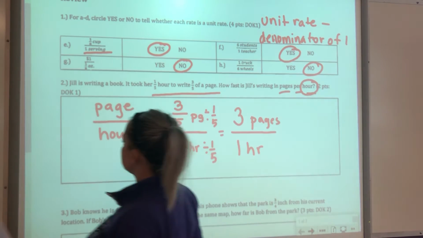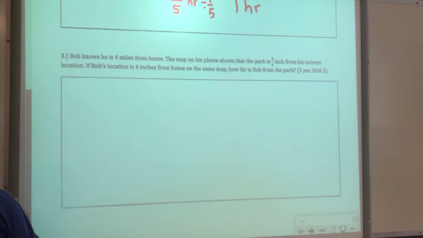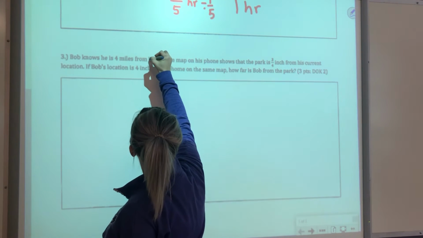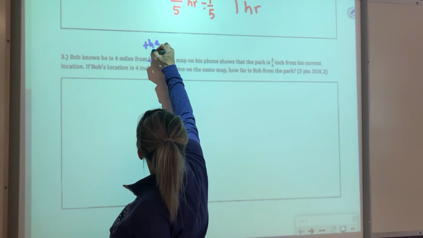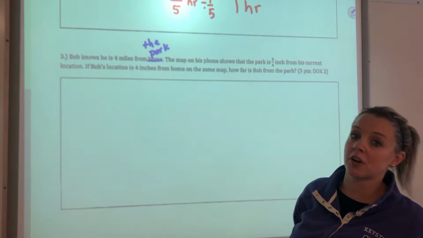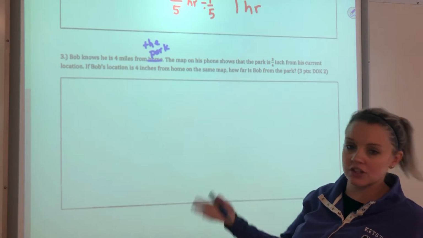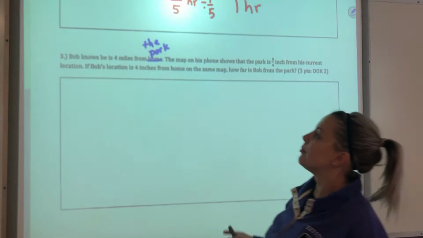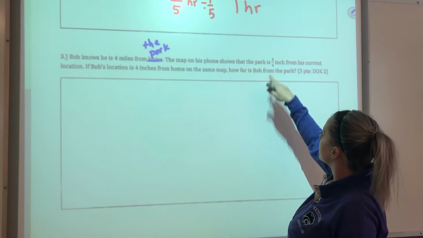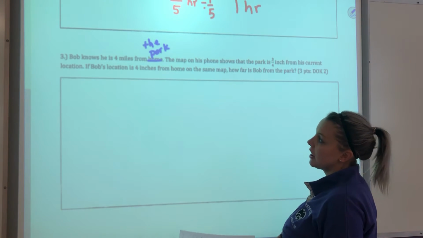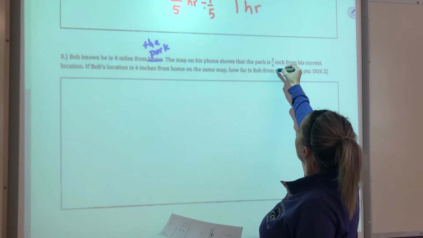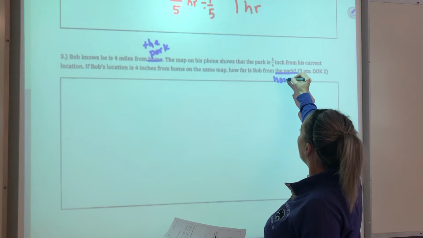Okay, so for number 3, Bob knows he is 4 miles from the park. So change this to the park. On the majority of your papers, it already says the park. I had to change it from first period to the rest of the class. So Bob knows he is 4 miles from the park. The map on his phone shows that the park is 3/4 of an inch from his current location. If Bob's location is 4 inches from home on the same map, how far is Bob from home?